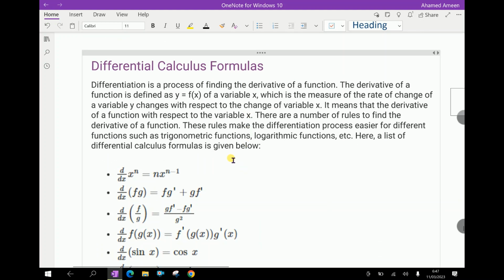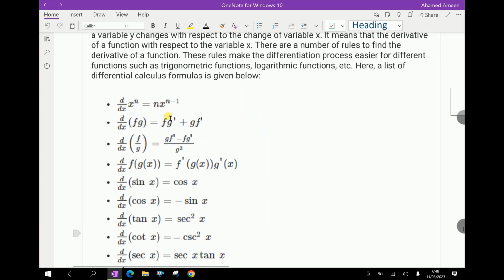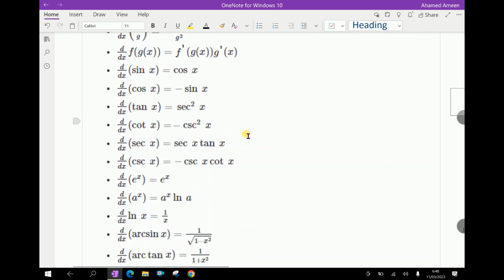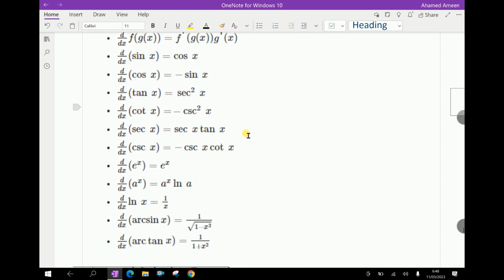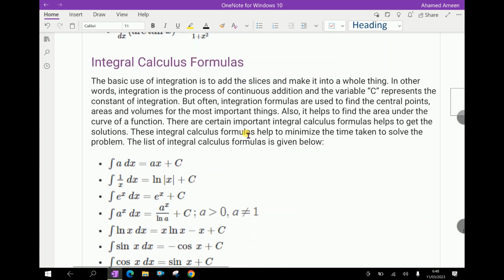There are a lot of differential calculus formulas. Differentiation is the process of finding the derivatives of a function. The derivative of a function y equal to f of x, of a variable x, is the measure of the rate at which variable y changes with respect to the change of variable x. There are a number of rules to find the derivative of a function. These are the derivative formulas. Still more formulas are there.